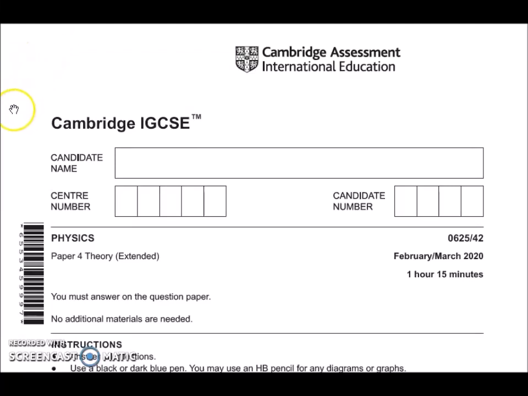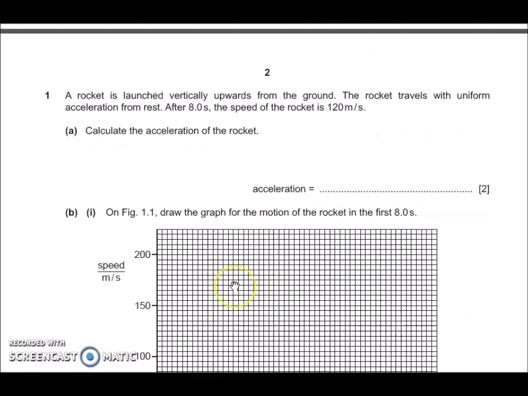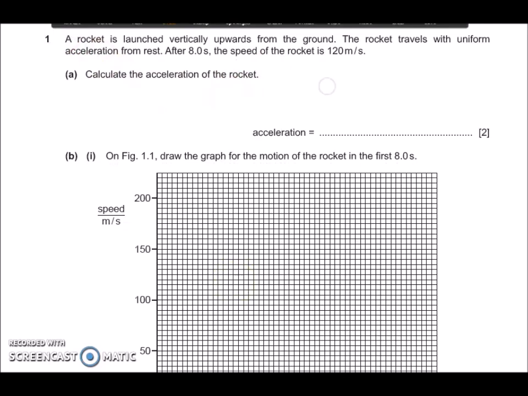Hello there. In this video I'm going to discuss IGCSE Physics Extended Paper 4. This is the 42 February March 2020 paper. The time is 1 hour and 50 minutes. So we'll be going through the first question now.